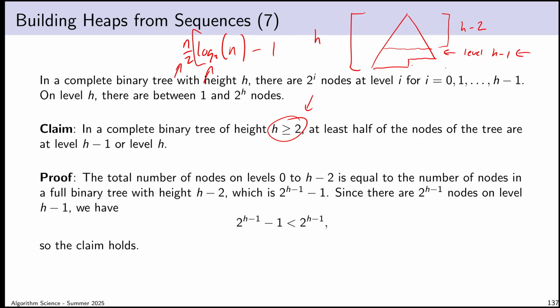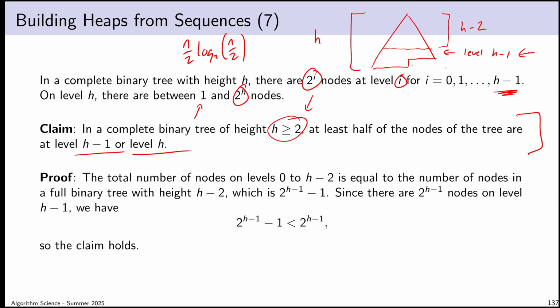Okay, so the basic logic behind the proof is if I consider a complete binary tree with height h, then up until level h minus 1, the tree is full. Every level contains the maximum number of nodes up until and including level h minus 1. And that means that there are 2 to the i nodes on level i, up until i equals h minus 1. On level h, there's at least 1 node because the tree has height h, so there has to be something down there, and at most 2 to the h nodes. And the claim is basically, even if I ignore level h, that half of the nodes above level h are on level h minus 1. So the claim will just be half of the nodes of the tree are at level h minus 1 or level h. And this is true of all complete binary trees, heaps or not.